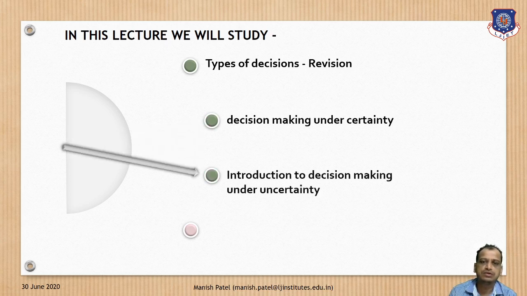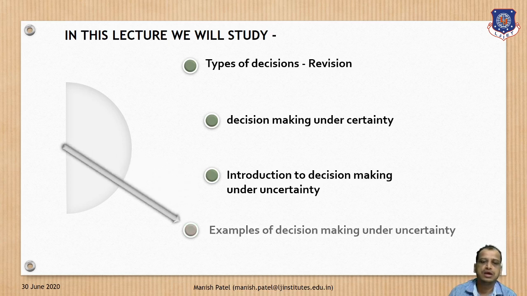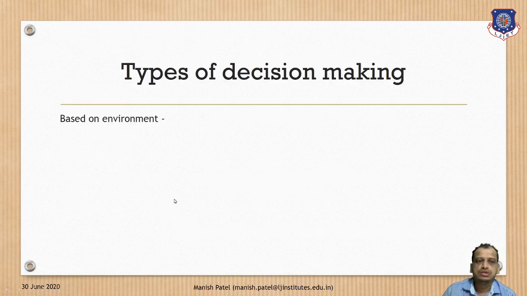Then we will look into an introduction of decision making under uncertainty, certain factors which are involved where the decision maker does not know what the outcome is. And then finally the examples based on the decision making under uncertainty. So what are the types?